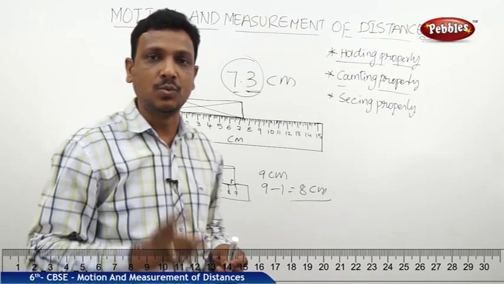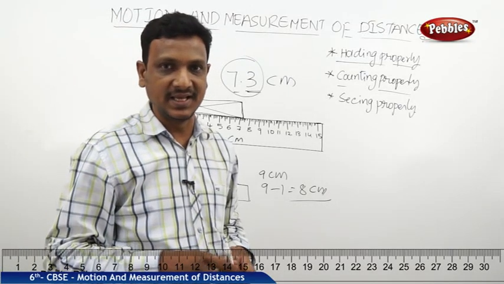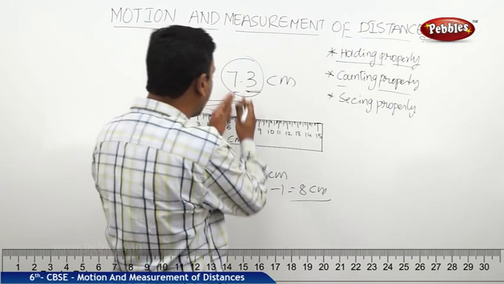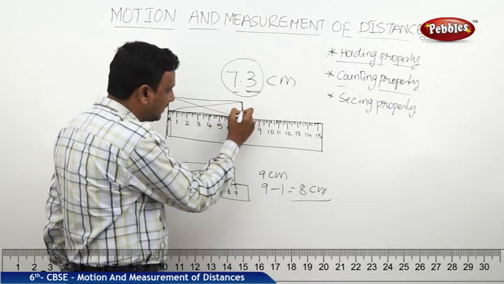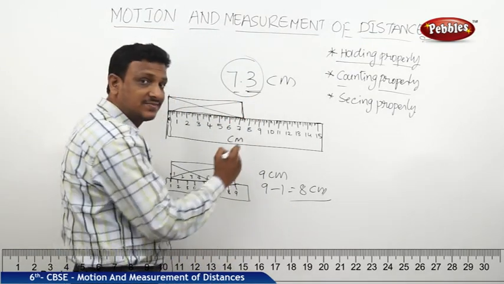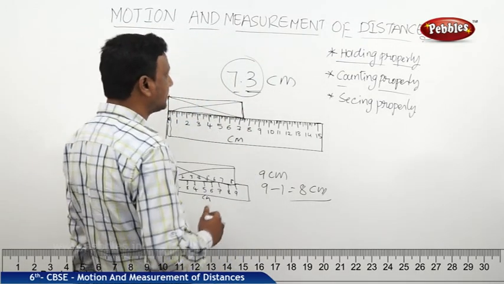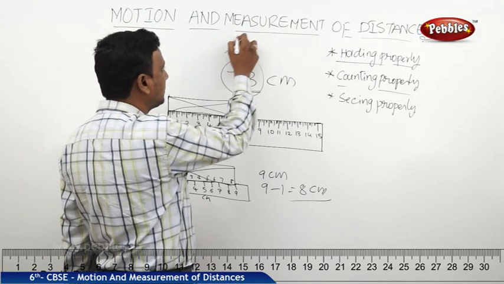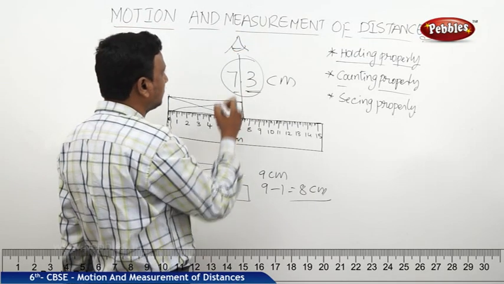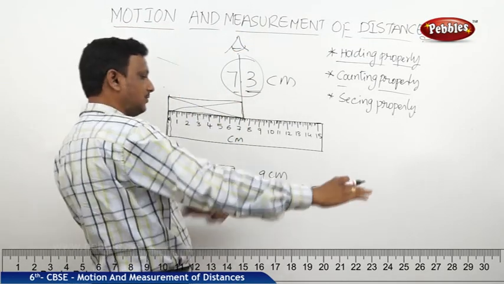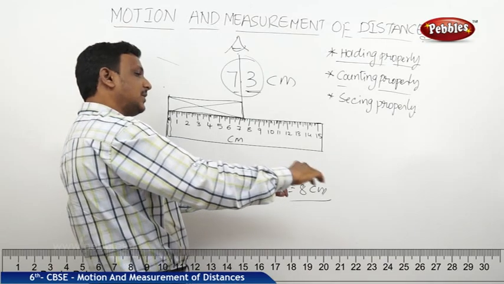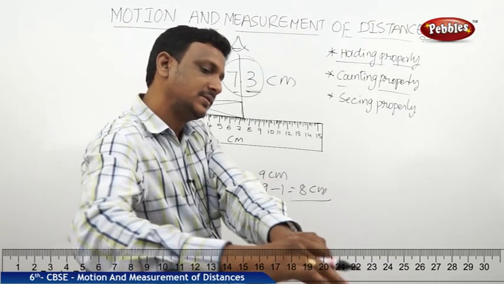And you need to take one more care while using a scale. You should see the value where the measurement ends matches with the scale exactly at the straight point, at 90 degrees. That means if this is your eye, you should see like this. You cannot see from the side. You cannot measure like this. That will be wrong.